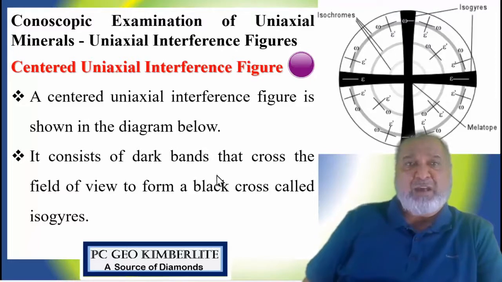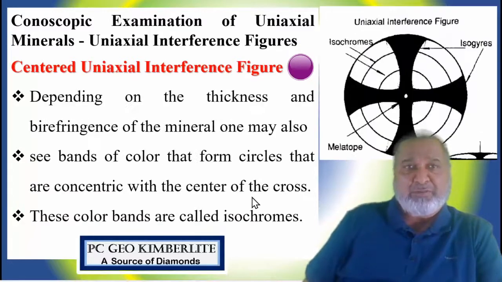It consists of dark bands that form a black cross in the field of view, called isogyres. Depending upon the thickness and the birefringence of the mineral, one may also see bands of color that form color circles concentric with the center of the cross. These color bands are called isochromes. Yes, these color bands will be there: the isochromes, the melatope, and the isogyres.